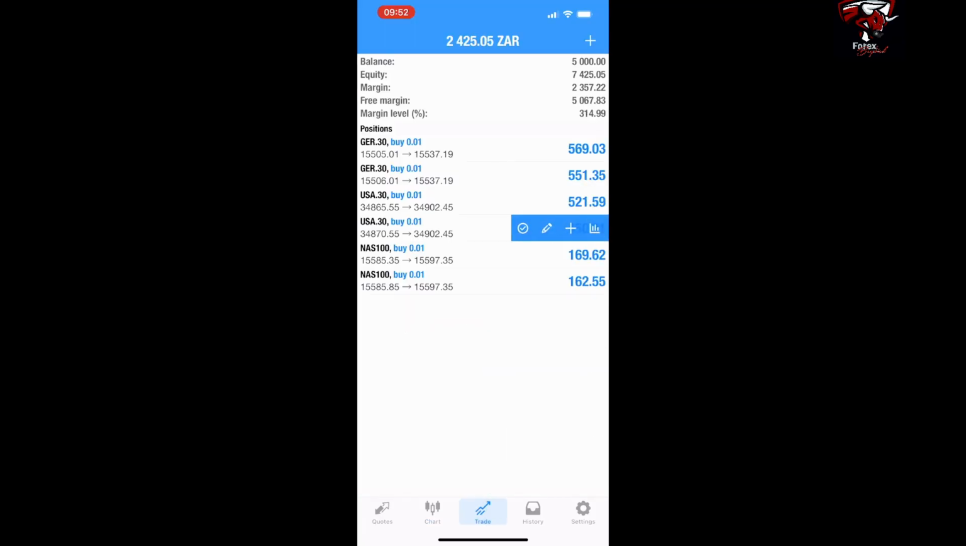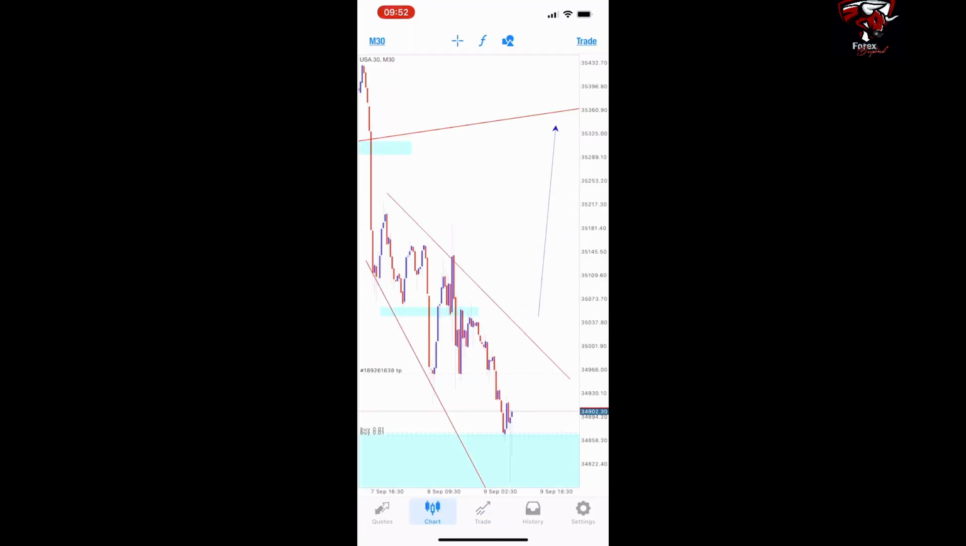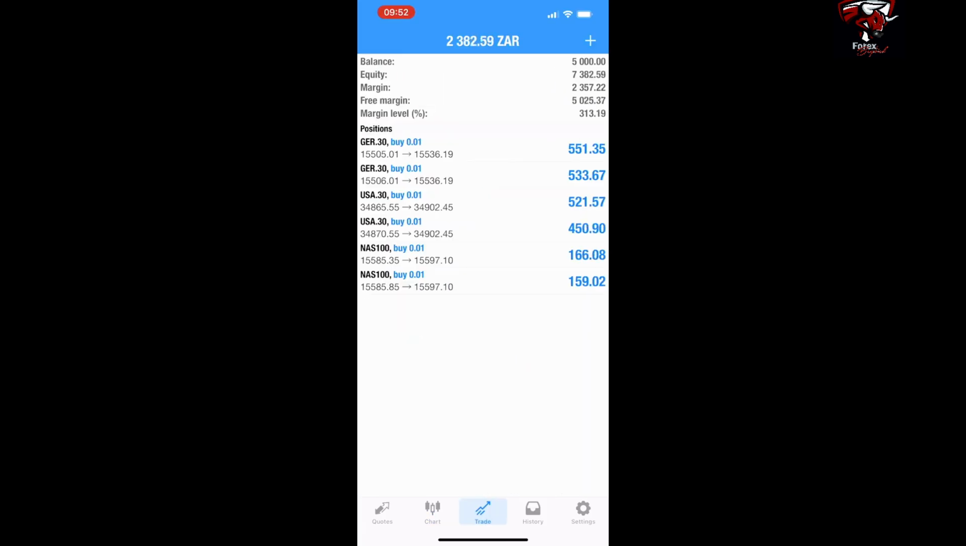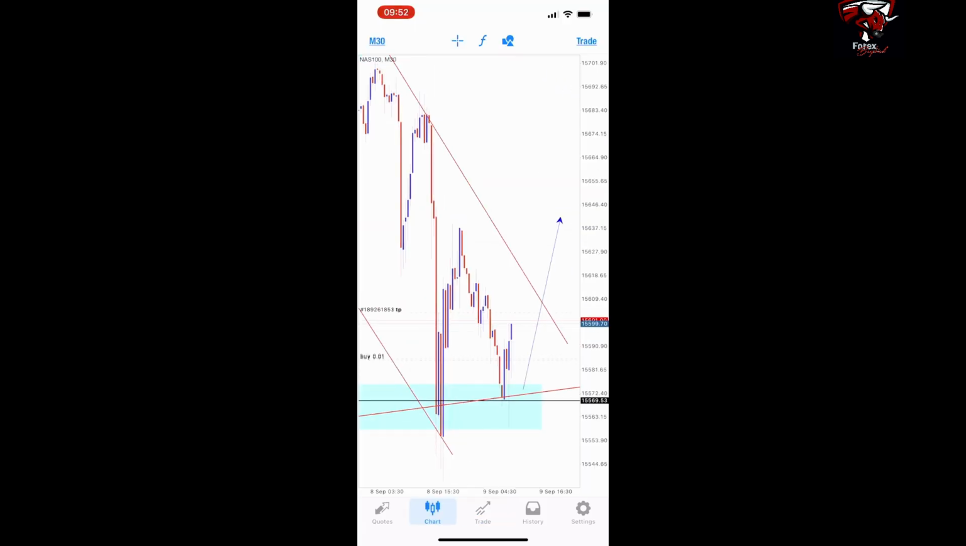Let's check US 30. As you can see, guys, my take profit here is actually a bit higher because it's not as volatile as the first one, and Nasdaq is almost about to take profit. And as you can see, guys, the market is respecting setups on all trades. This means that we are on our winning streak, guys.